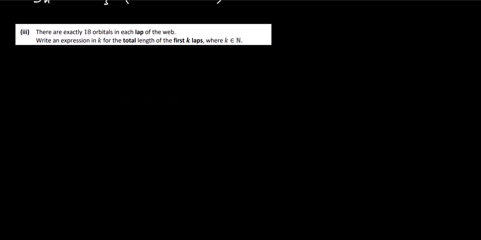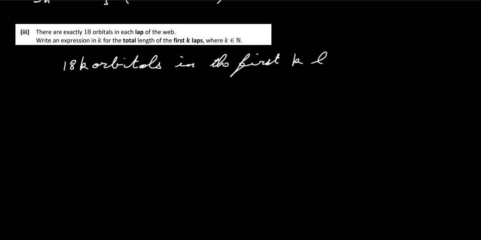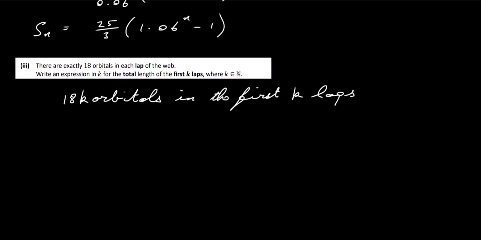Okay, next one then, last part. There are exactly 18 orbitals in each lap of the web. Write an expression in k for the total length of the first k laps where k is natural. Okay, so if we have 18 orbitals in each lap, then for k laps there will be 18k orbitals in the first k laps. So really all we've got to do is take our formula from the previous section. So we have to find the sum of this many orbitals, in other words, 18k orbitals.